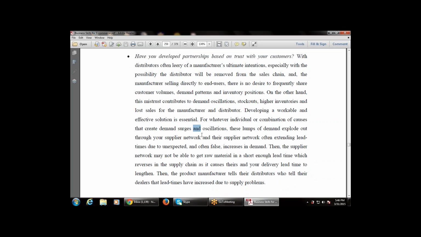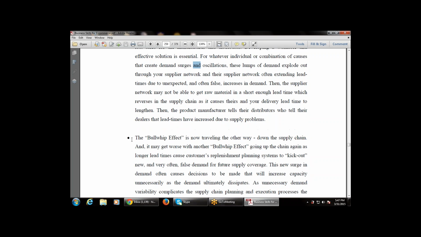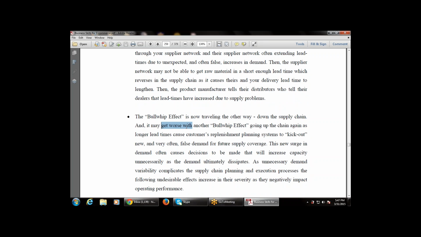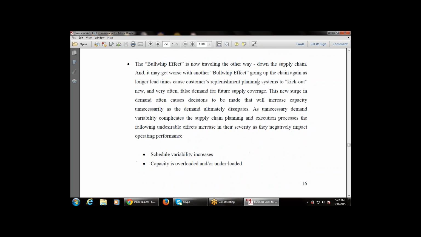So for whatever individual or combination of causes that create the demand, there will be a lump of demand that will exploit the suppliers' network, and the suppliers' network often extends lead time due to the unexpected and false increase in the demand. The next cause is that the bullwhip effect is now traveling the other way, down the supply chain, and it may get worse with another bullwhip effect going down the chain again, as longer lead time causes the customer replenishment planning system to kick out.